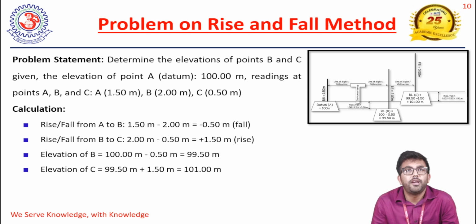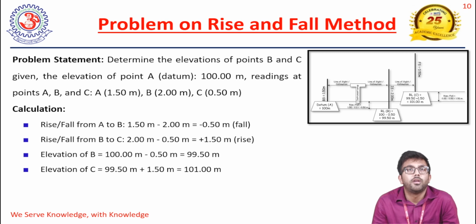So the first reading would be called a backsight. The last reading will be called a foresight, and any other reading taken between the backsight and foresight will be an intermediate sight, that is at point B. So for rise and fall, as I said, we will compare all the three points, that is A and B, B and C, like that.